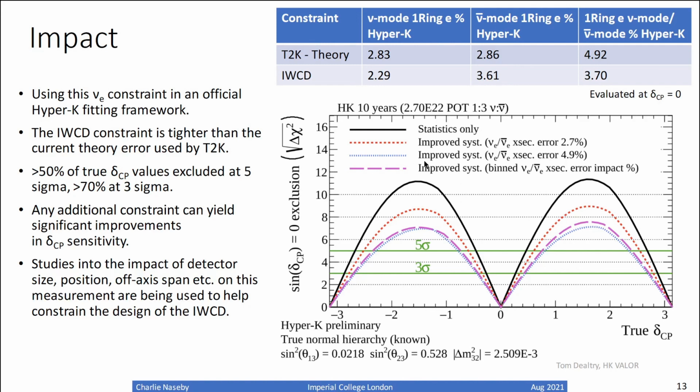Nonetheless, with this IWCD constraint, we're still able to exclude more than 50% of true delta CP values at greater than 5 sigma and more than 70% at 3 sigma. Another thing this indicates is that any additional improvement in the IWCD constraint will have a significant positive impact on the overall Hyper-K sensitivity, and that's the subject of ongoing studies looking into the design of the detector and improved fitting methods.